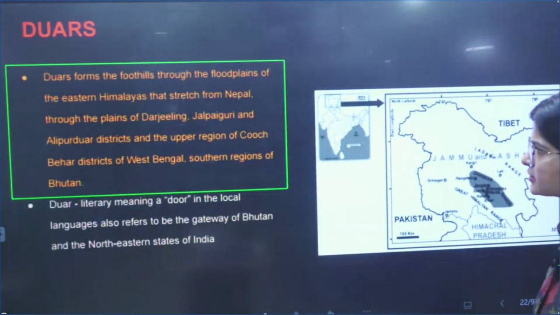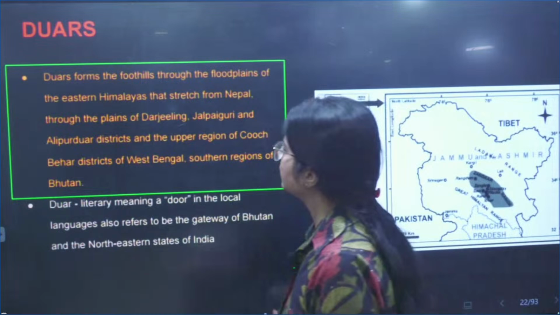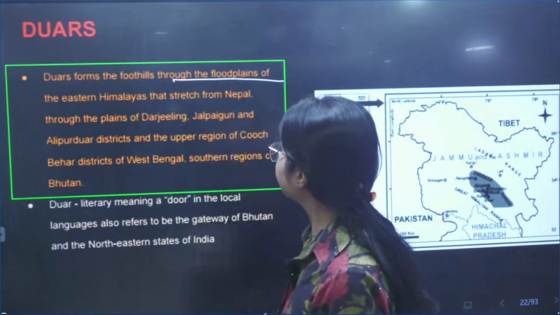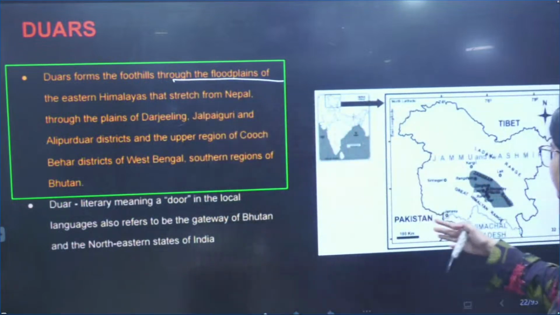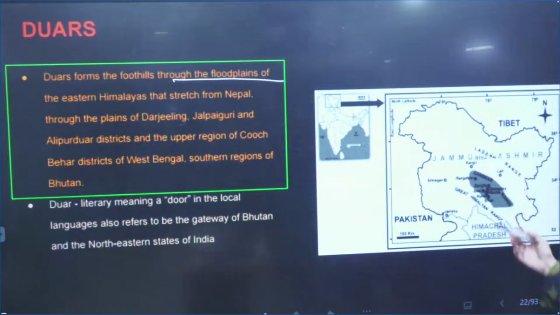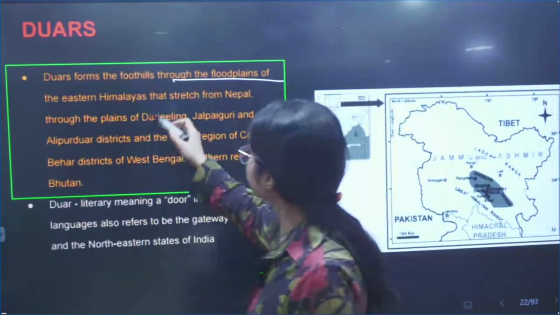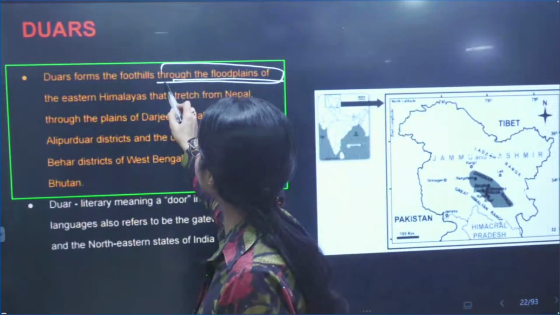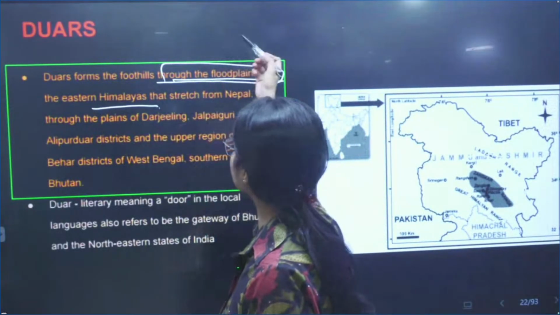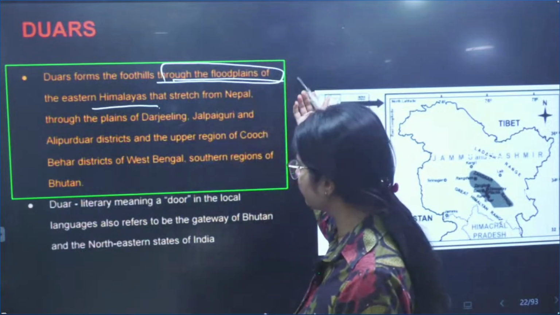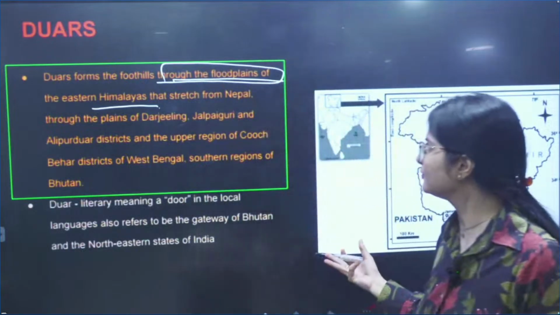Okay, so I discussed duns and dwars with you. So what are dwars basically? See, dun you use in the northern Himalayas. For example, in Uttarakhand, you use the word dun. And dwars form the foothills through the floodplain of the eastern Himalayas. So almost they are the same, and both are fertile. Duns are also fertile, dwars are also fertile.